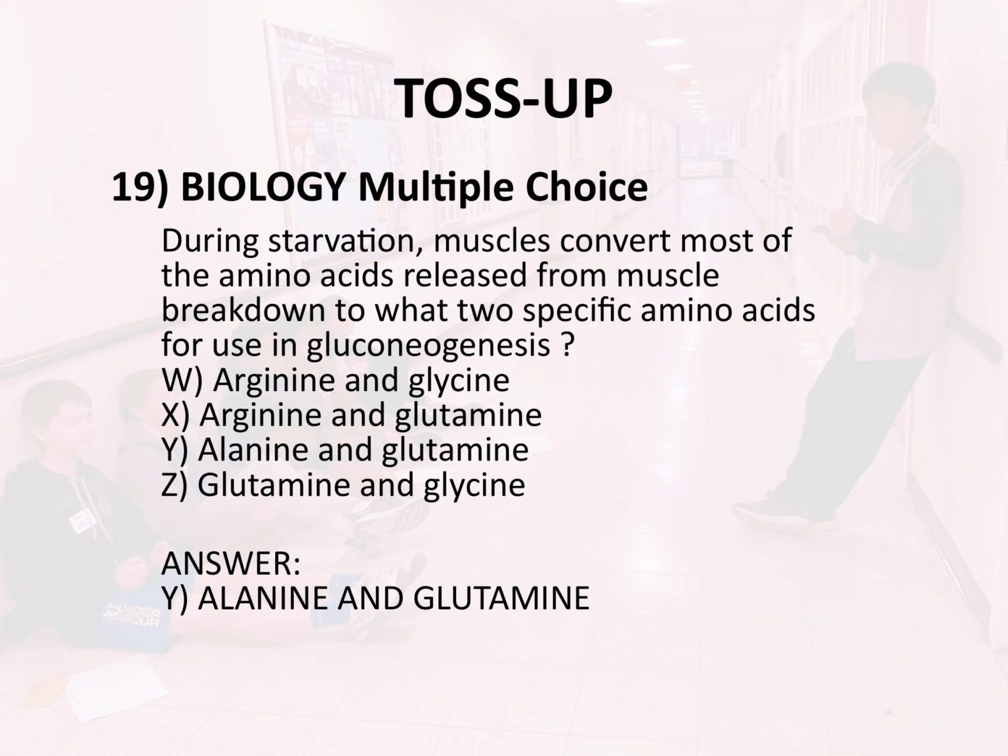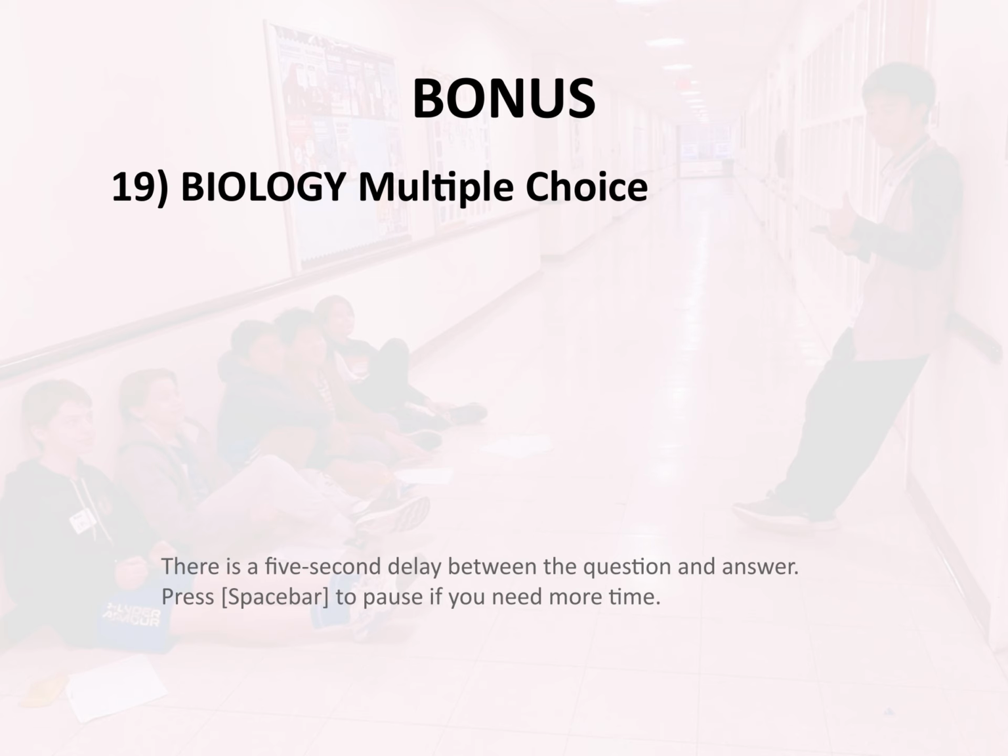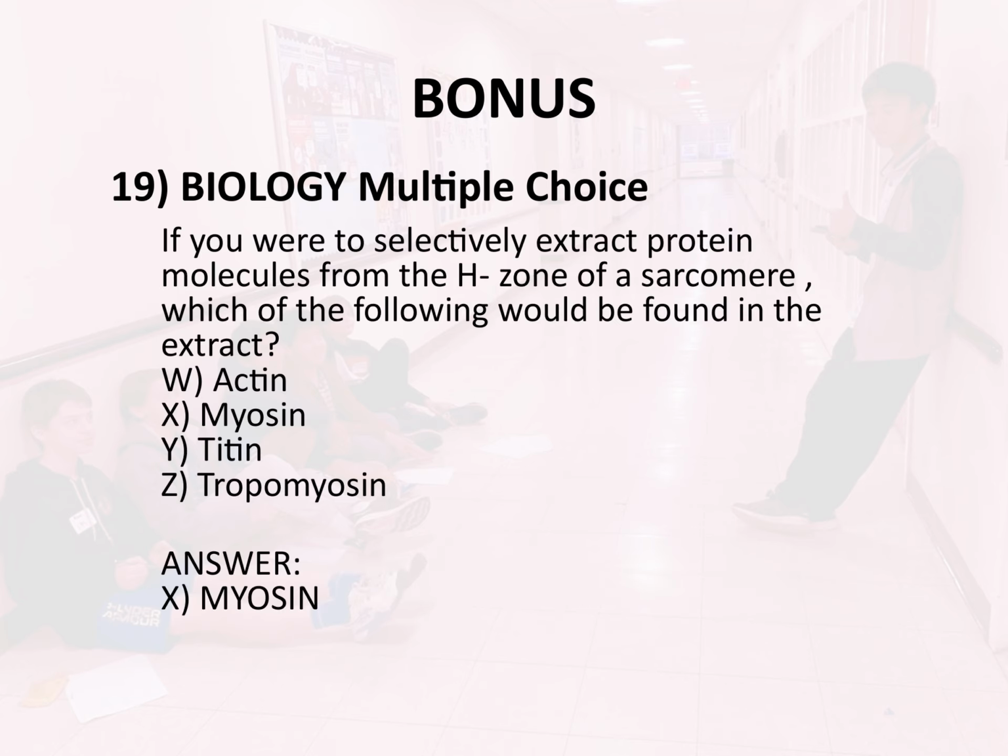Bonus 19. Biology. Multiple choice. If you were to selectively extract protein molecules from the H zone of a sarcomere, which of the following would be found in the extract? W. Actin. X. Myosin. Y. Titin. Z. Tropomyosin. Answer: X. Myosin.